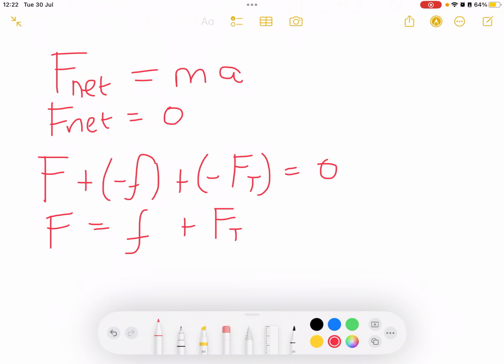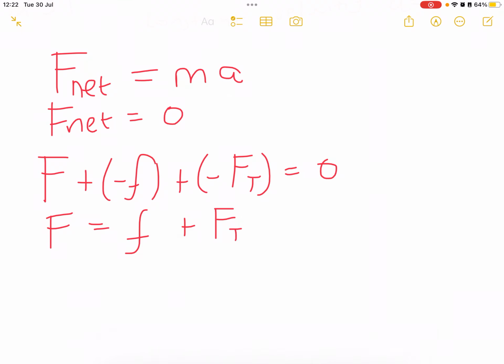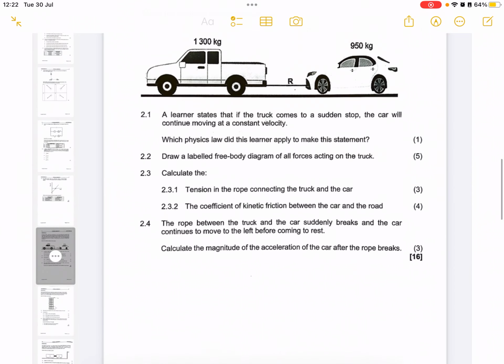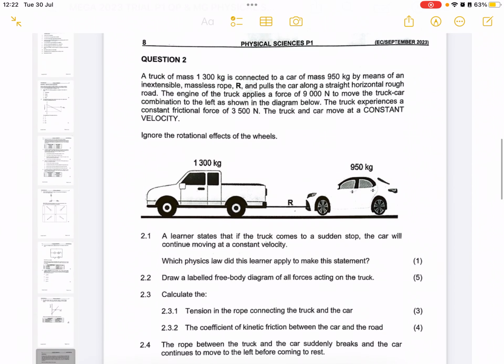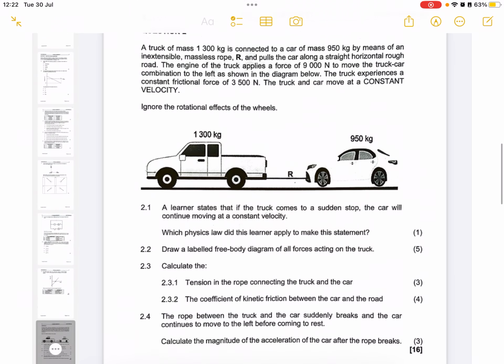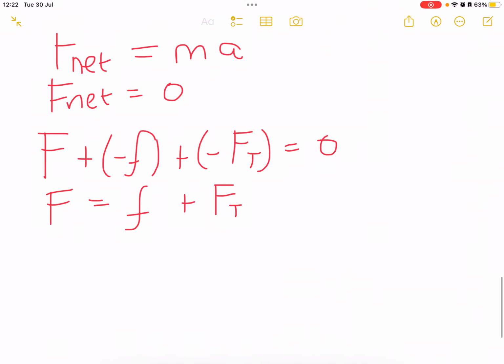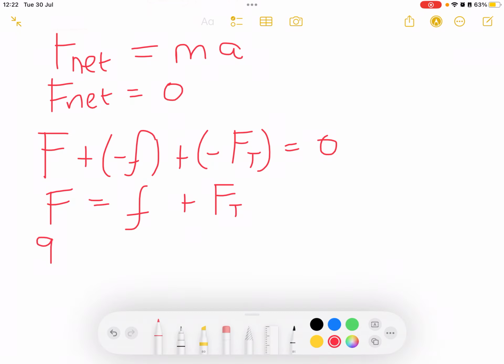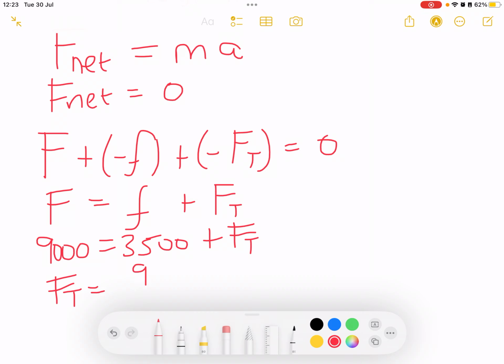positive tension force. Now, we were given in the statement that the engine applies a force of 9,000, which is that F, and the frictional force is 3,500. So we substitute that, we get 9,000 is equal to 3,500 plus the tension force. Now, tension force will be equal to 9,000 minus 3,500, which is equal to 5,500 newtons.